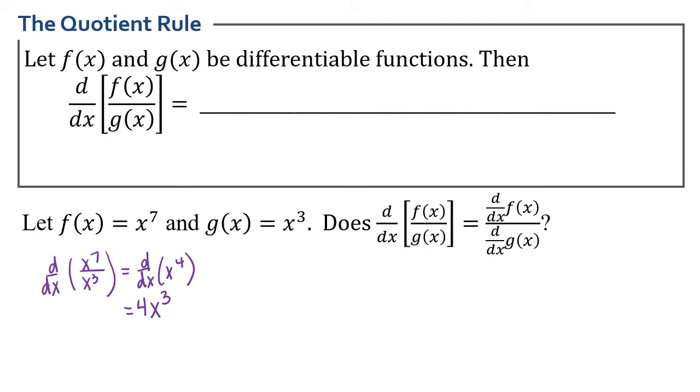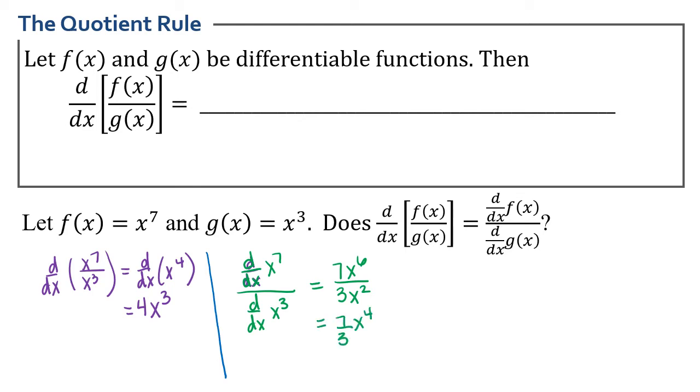Now I can actually take the derivative, so that gives me 4x cubed. When I look at doing it the other way, that would be d over dx of f of x over d over dx of g of x. That would give me 7x to the 6th in the numerator over 3x squared in the denominator, which gives me 7/3 x to the 4th.